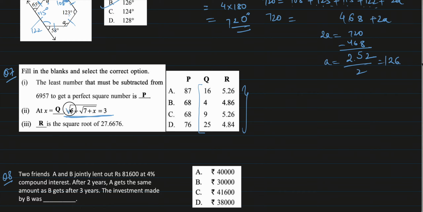So let's see this part. Square root of something is 3. So square root of what is 3? Square root of 9 is 3. So this all should solve up to 9, correct? So 5 plus what is 9?